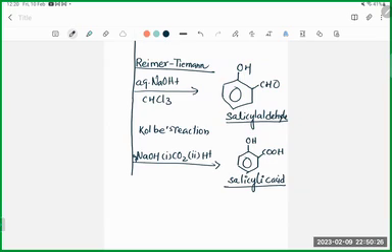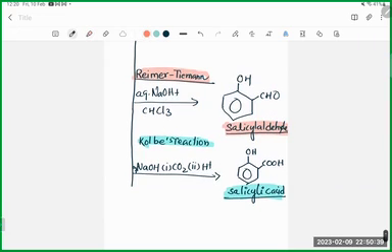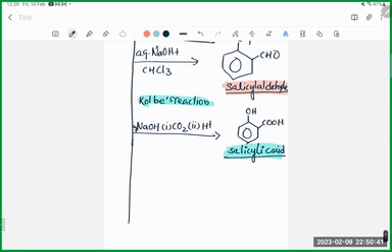Got it? So the Kolbe reaction says we get salicylic acid, right? And the Reimer-Tiemann reaction says what you get is salicylaldehyde from phenol. Okay, so the reagents we need to remember. Right, next is the zinc dust reaction.